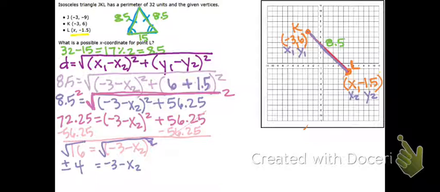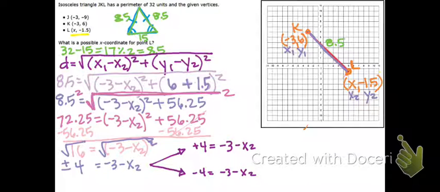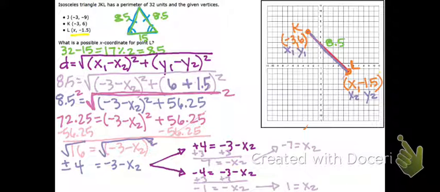So now we're going to separate that plus or minus and make two separate equations. So either +4 equals -3 minus X2, or -4 equals -3 minus X2. So if we solve each of these, we see that that missing X coordinate can be either -7 or 1. So why are there two different answers?